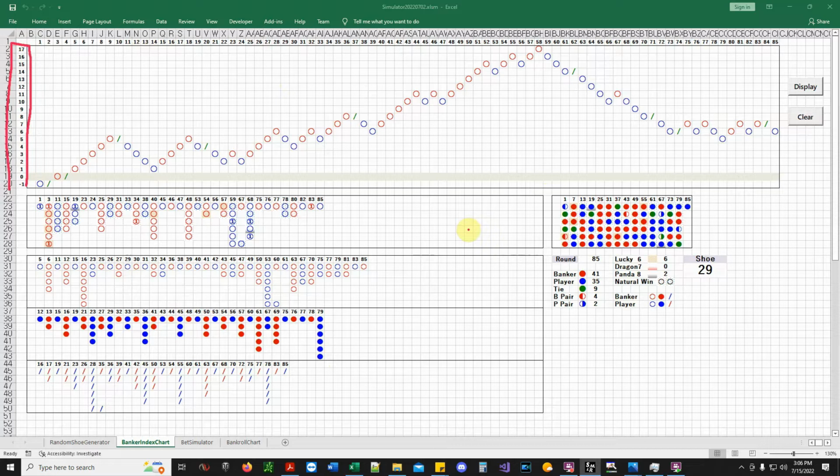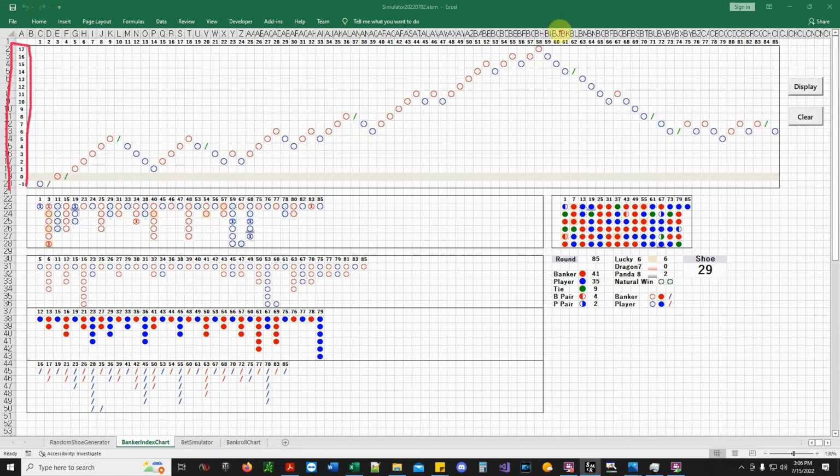The banker index is a chart. You add 1 for the banker. You subtract 1 for the player. So if you're on the positive side of 0, you're in a banker favored shoe. If it's on the negative side, on the bottom side of 0, you're in a player favored shoe.